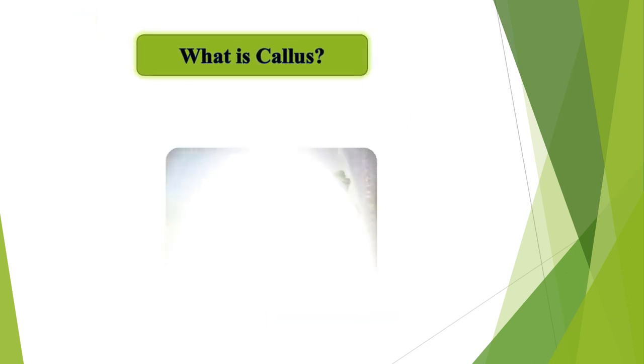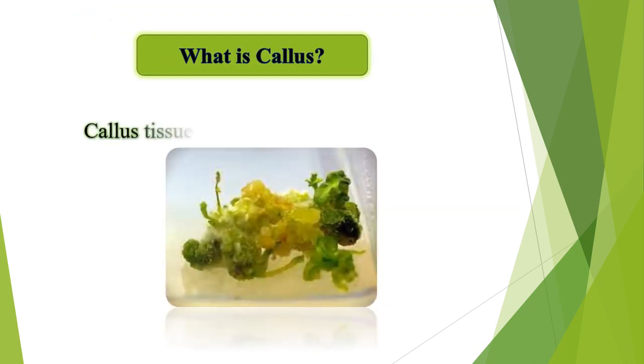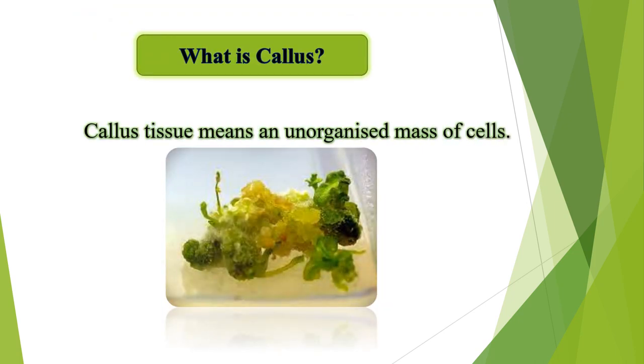What does callus tissue mean? Callus means an unorganized proliferative mass of cells that has been produced from isolated plant cells, tissues or organs, when grown aseptically in an artificial nutrient medium, either in glass vials or in a controlled environmental condition.